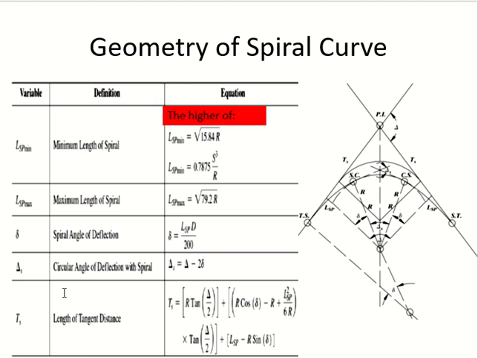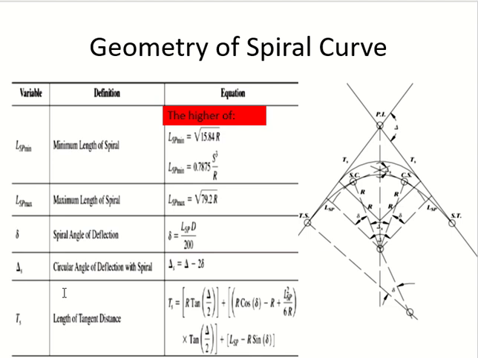What else? From the point of spiral to the intersection, we have the tangent length of the spiral, Ts, which is given by this equation. And the most important component of the spiral curve is the length. For the length, we have these equations, which give us the minimum and the maximum of the length. In this equation we are using S. S means the speed of the road, and R means the radius.